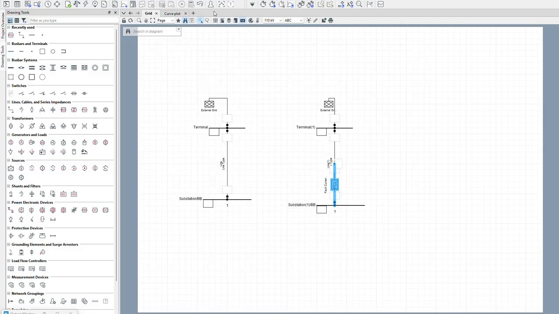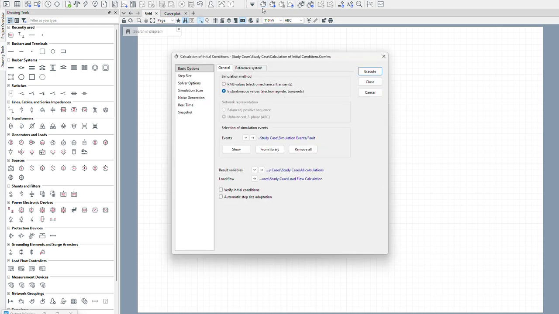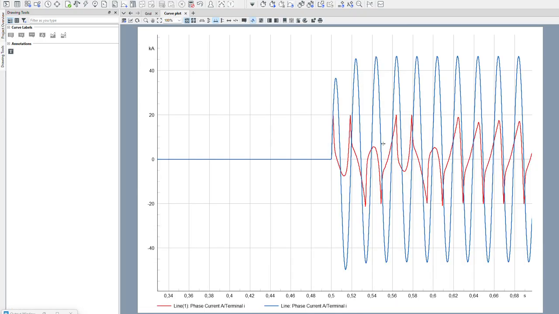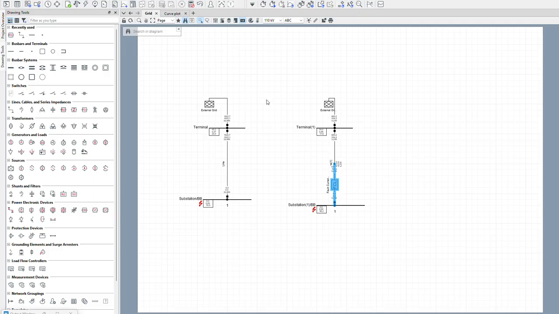So if I now run the simulation again, you can see the red one is the limited fault current. The blue one is the real one without the fault current limiter, and the red one is with the FCL. So we can see it's limited, and the circuit breaker can now easily isolate the line.